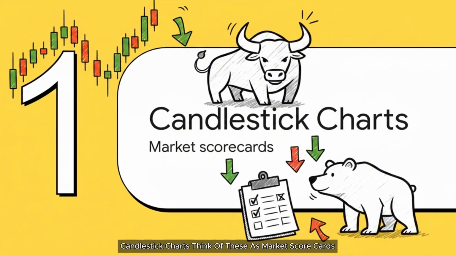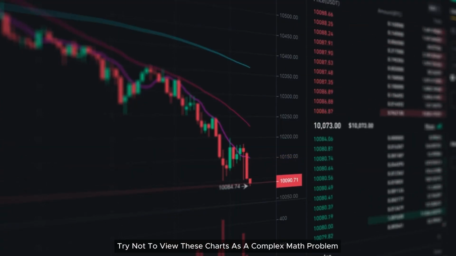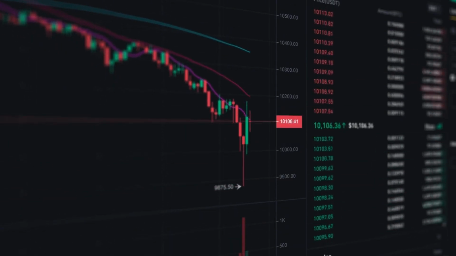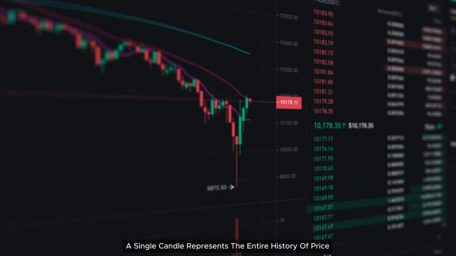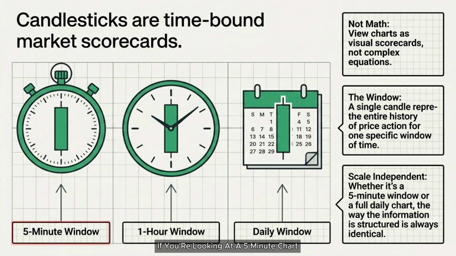Section 1. Candlestick charts. Think of these as market scorecards. Try not to view these charts as a complex math problem. Instead, look at them as a series of scorecards. A single candle represents the entire history of price action for one specific window of time. If you're looking at a 5-minute chart, every single fully formed candle holds all the vital information of what happened during that exact 5-minute window. If it's a daily chart, one candle is the scorecard for that entire day. The time frames can vary, but the way the information is structured is always identical.